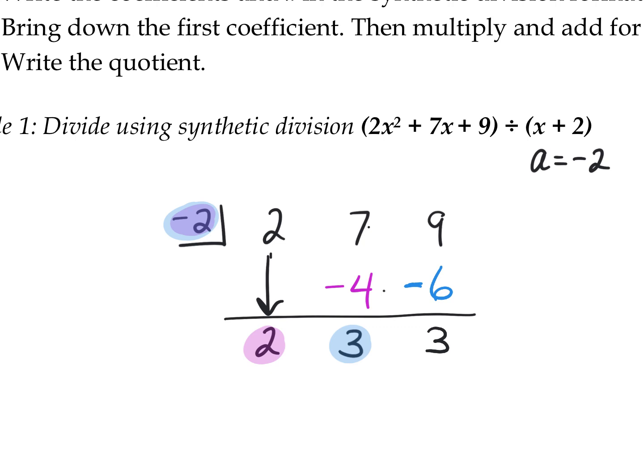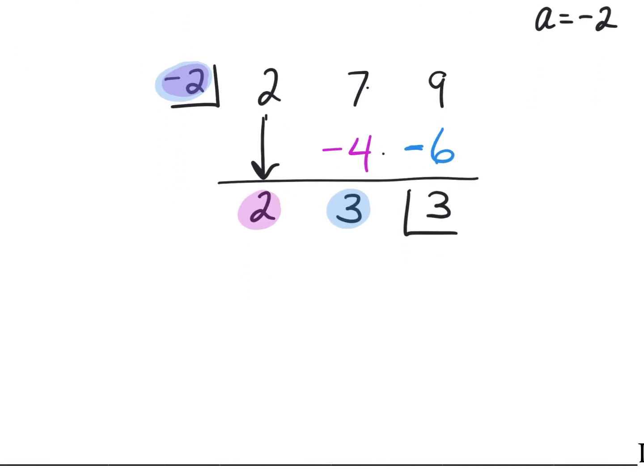Those numbers below the line are the coefficients for my solution. I like putting a little box around the last term. That is our remainder. Okay, so we've done all the math here. We just need to turn this into a solution. My biggest piece of advice is working right to left. The last term is our remainder. We're going to write this as 3 divided by x plus 2. The x plus 2 came from the original problem. It gave us our a value of -2.